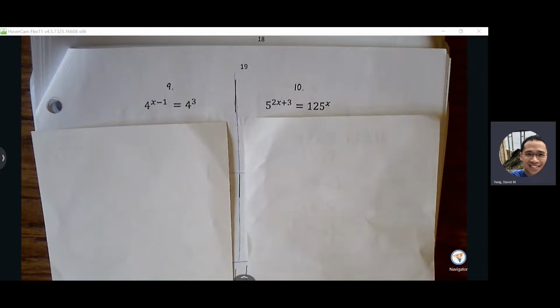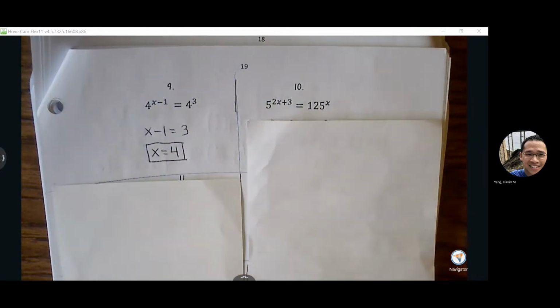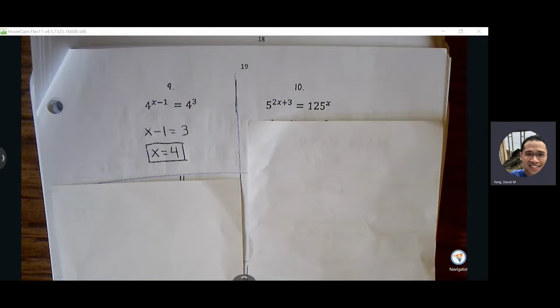Okay. 9 and 10 should feel like the previous problems. 9 is really easy, right? Number 10, we can make that 125 what? 5 to the 3rd.